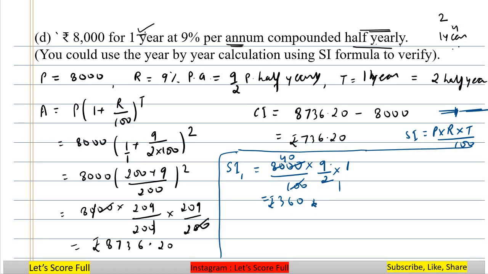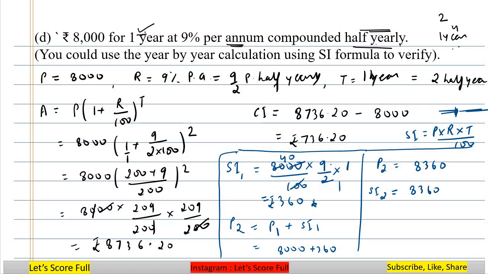360 rupees simple interest. So principal for the second half year is nothing but principal for the first half year plus simple interest for the first half year. Here it is 8,000 plus 360, right? It will be how much? Principal for the second half year is 8,360 rupees. So simple interest for the second half year is principal into 9 by 2. Time period is again 6 months divided by 100.